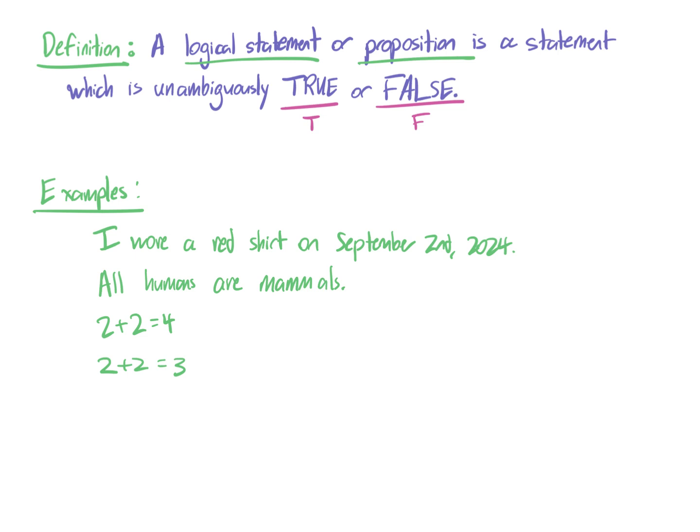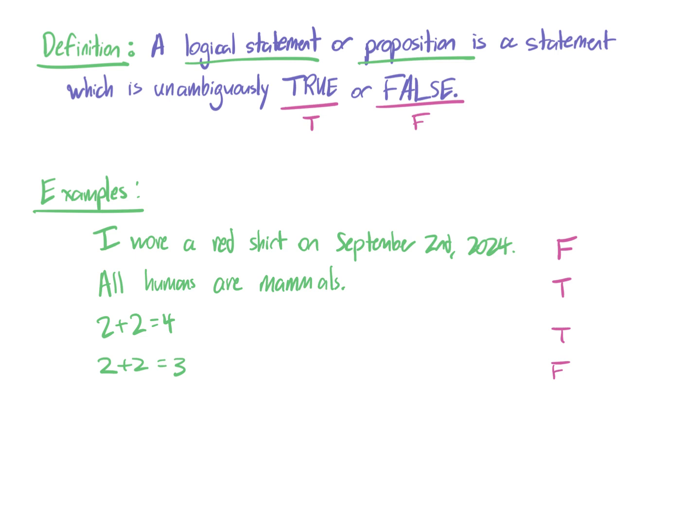So today is September 2nd, the day I'm recording, and I am not wearing a red shirt. This statement is false. All humans are mammals. This statement is true. That's a fact about biology. 2 plus 2 equals 4. That's a mathematical fact. That's also true. And 2 plus 2 equals 3 is a falsehood. So remember, logical statements don't have to be true. They just have to be unambiguously true or false.